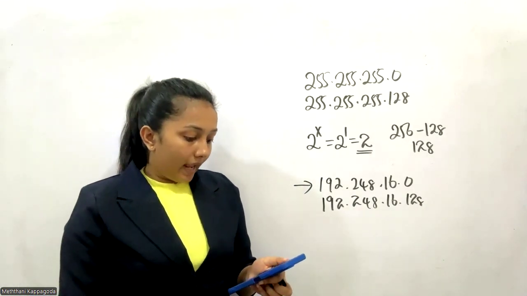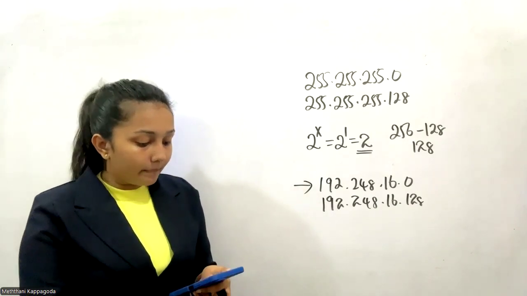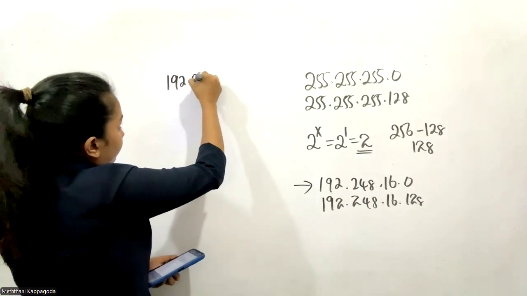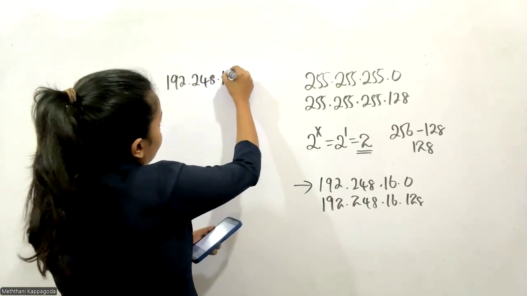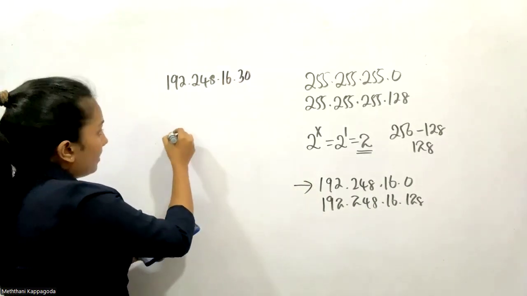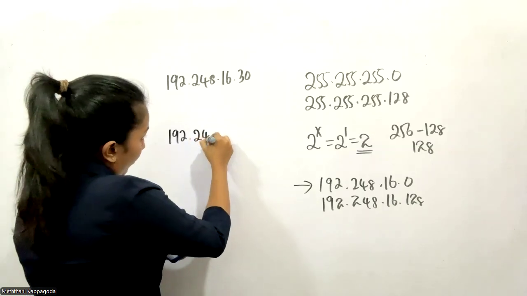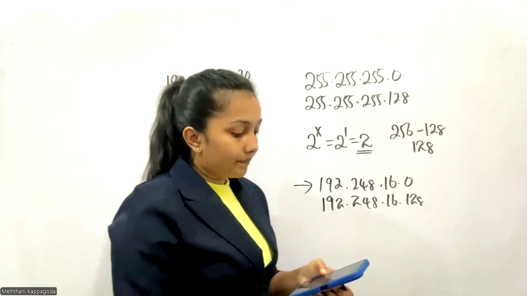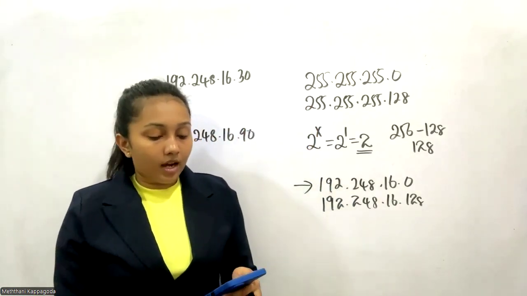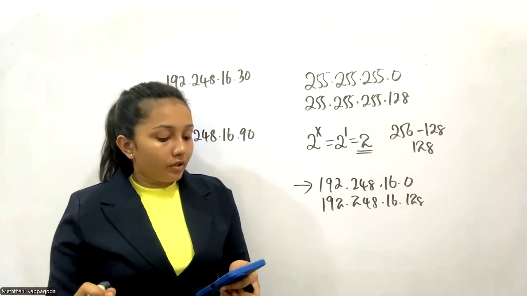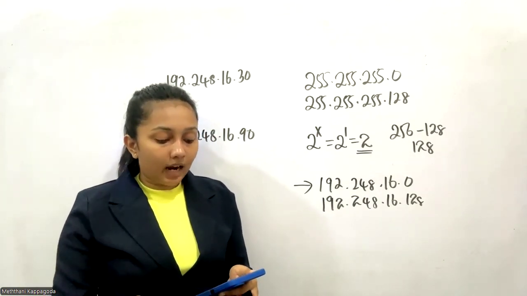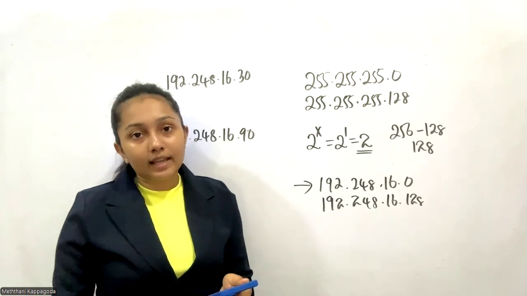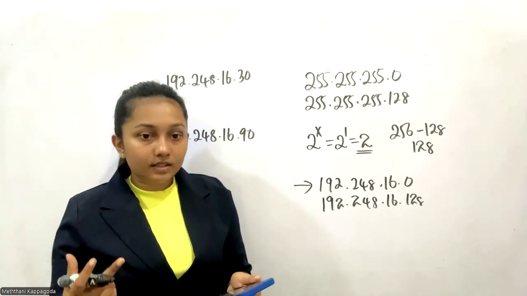Then question number 12. Two machines with the IP addresses 192.248.16.30 and 192.248.16.90 are connected to a local area network. Which of the following is a suitable subnet mask for the network? So, Lamai, in this question, you can remove answers 1, 2, and 5 because they are not in the format of real subnet masks. Therefore, you can remove all those 3 answers. We have only 2 answers left, 3 and 4.